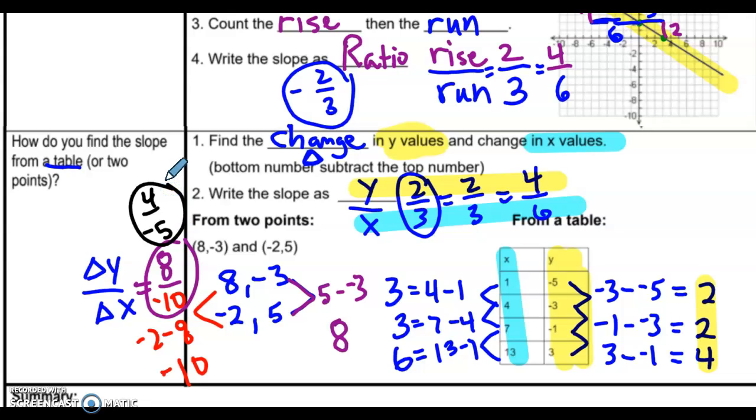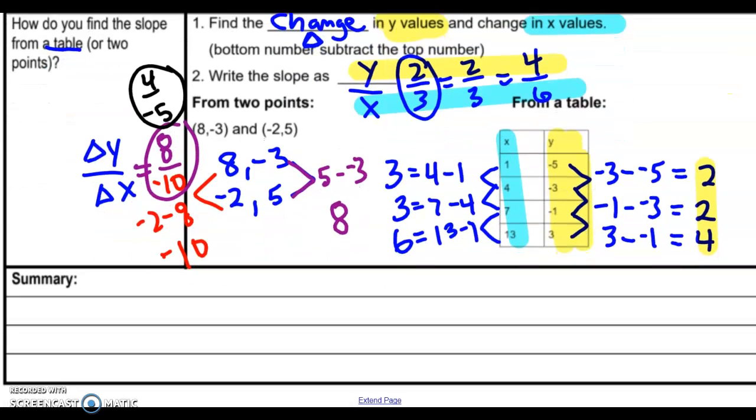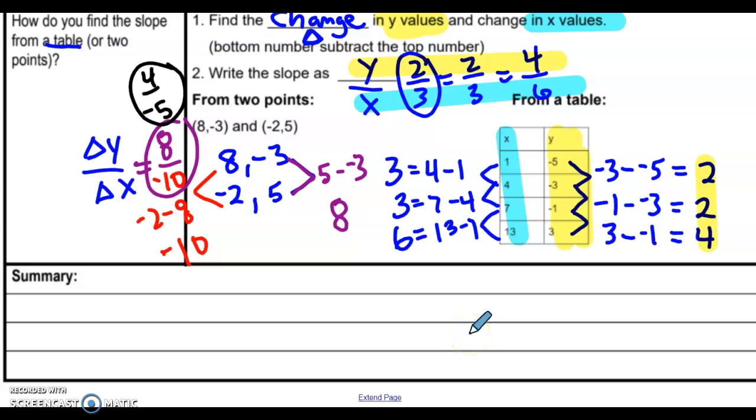Nice job. Guys, that's a lot of stuff. Your job now is to write a summary of what you just learned. Finding the slope from 2 points from a table.